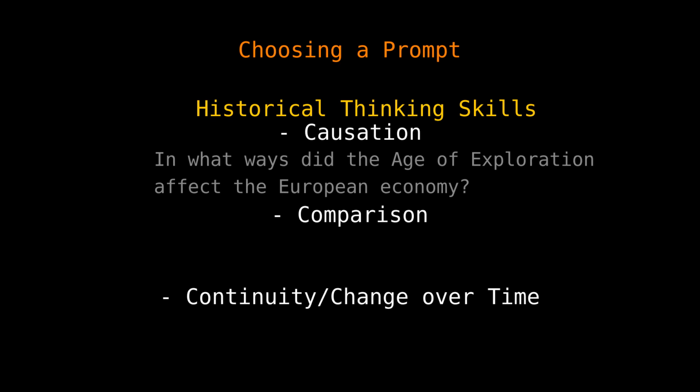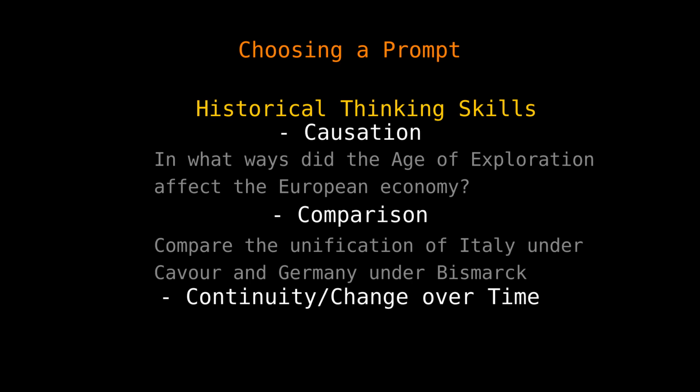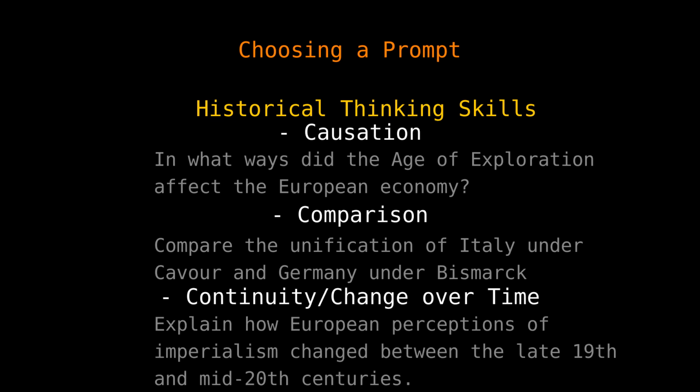Comparison questions are straightforward and ask for similarities or differences. For example, compare the unification of Italy under Cavour and Germany under Bismarck. These questions normally invite you to select either similarities or differences for your response. Continuity or change over time asks for the evolution of an idea, process, or concept. It will ask for how something changed between centuries or how something changed after an event. For example, explain how European perceptions of imperialism changed between the late 19th and mid-20th centuries.